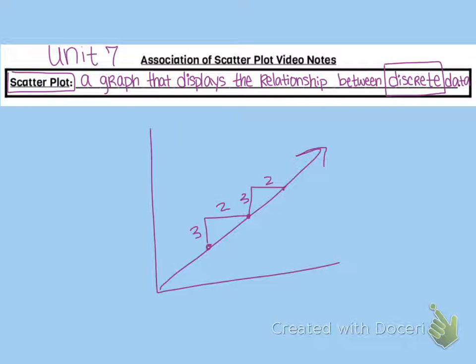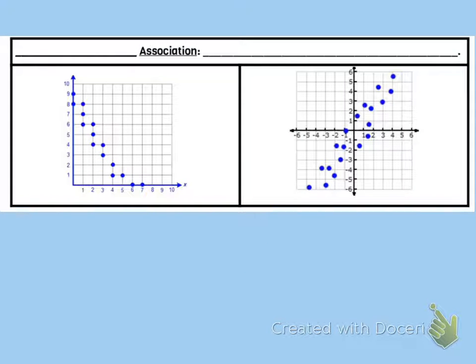Okay, so just to point out, a scatterplot is not y equals mx plus b. All the points on a scatterplot are kind of scattered. That's why we call it discrete. I'm going to highlight this. Discrete data.